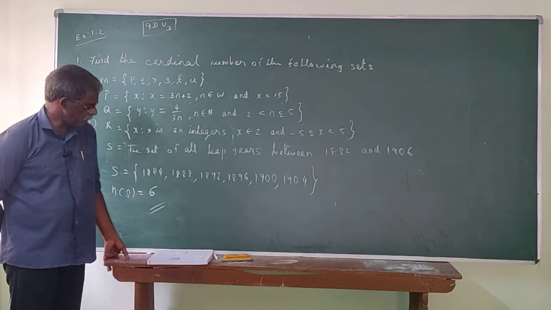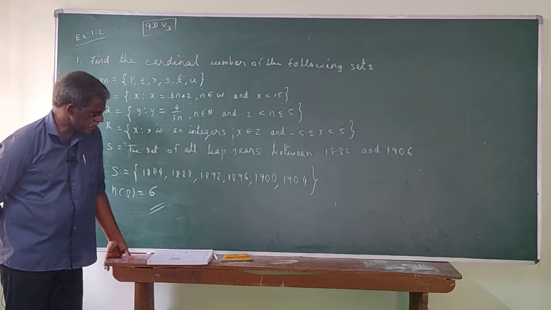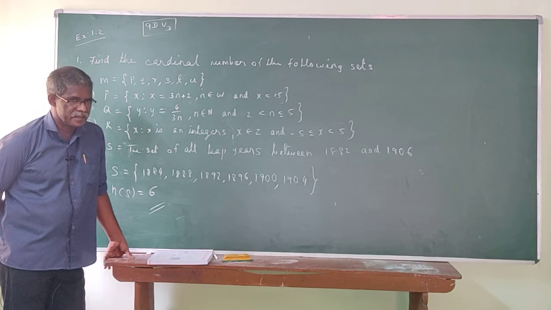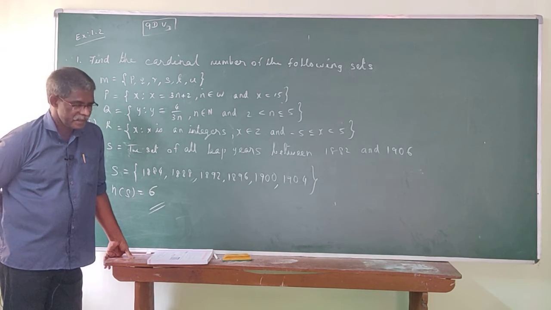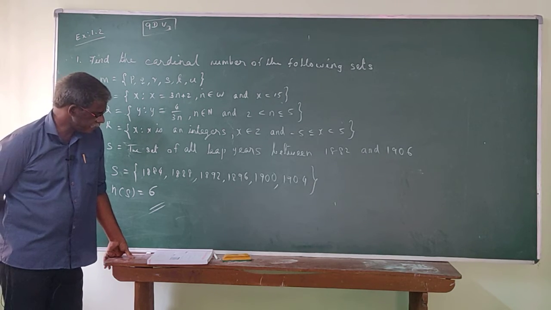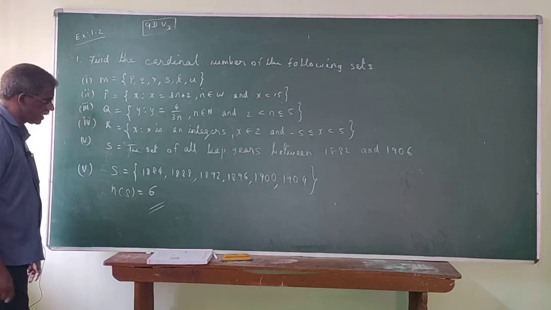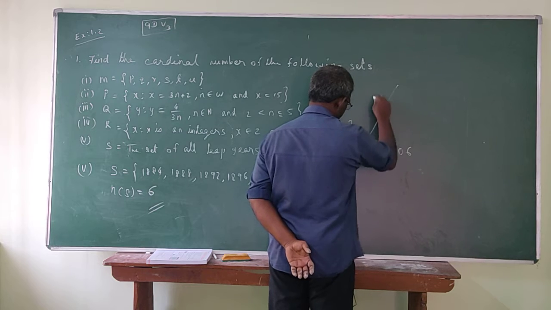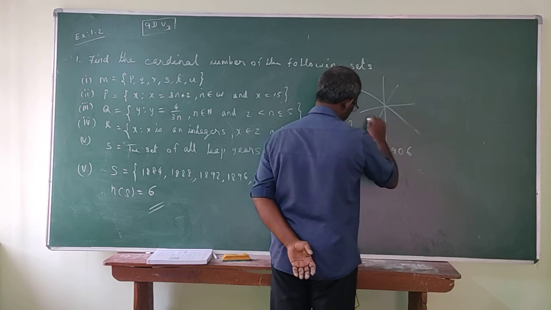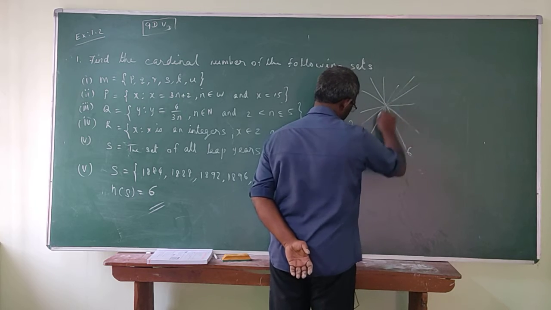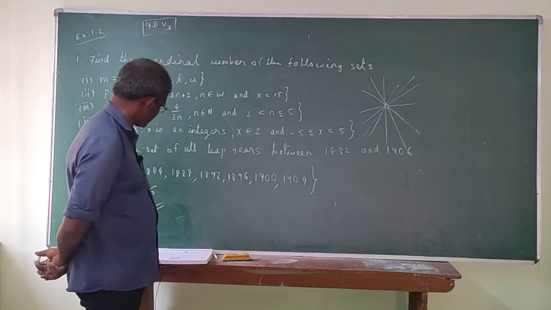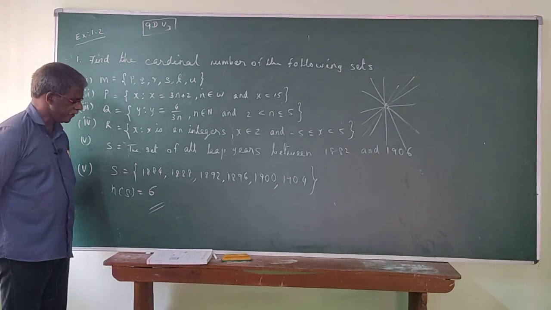So question number 1, X is equal to the set of all districts in Tamil Nadu. The set of all districts in Tamil Nadu is a finite set. Then question number 2, the set of all straight lines passing through a point. How many straight lines pass through a point? We can draw an infinite number of straight lines which pass through a single point. So it is an infinite set. So set 2 is the infinite set.